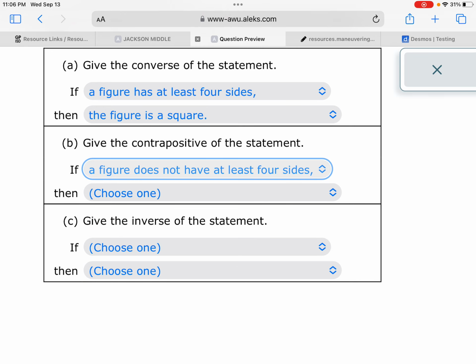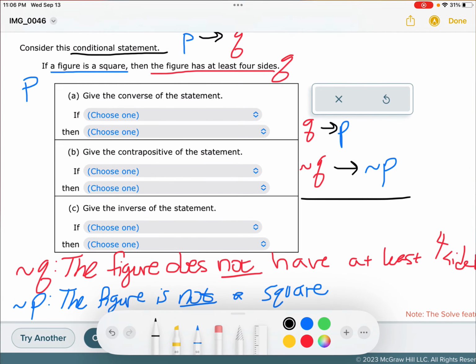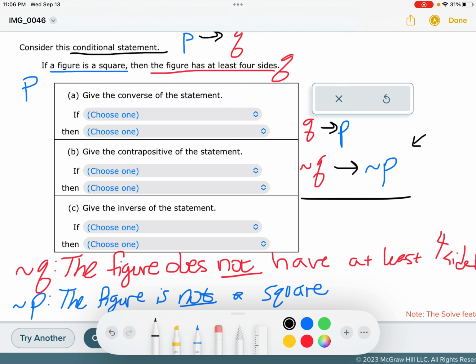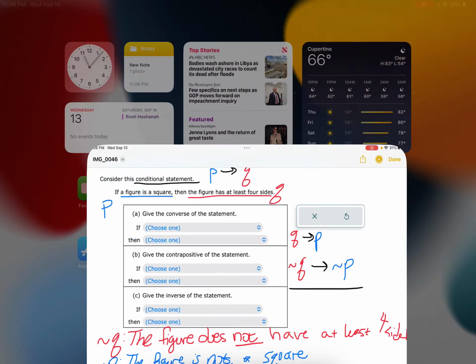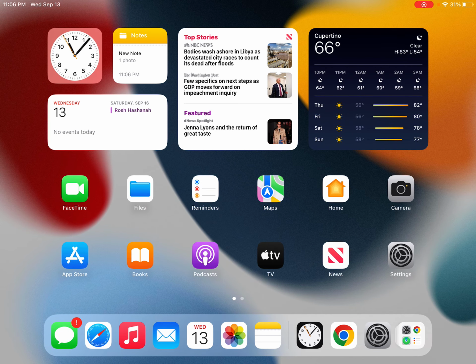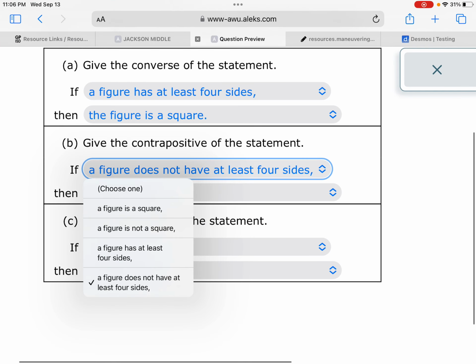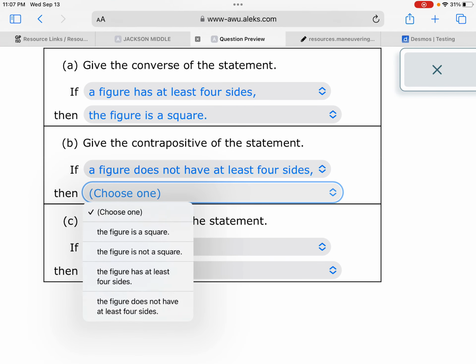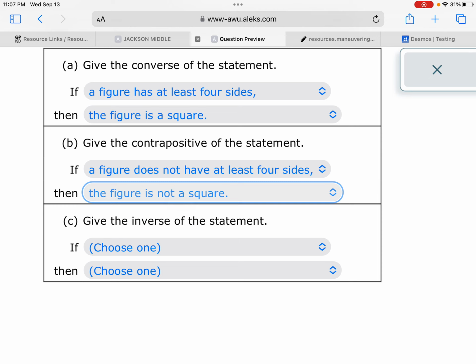Cool. Then, what did we say was the then? It was negation P, right? Which says it is not a square. So in the second spot, I'm going to put, where is it? Right there. We're going to say, then the figure is not a square. And that's how you do contrapositive, right?